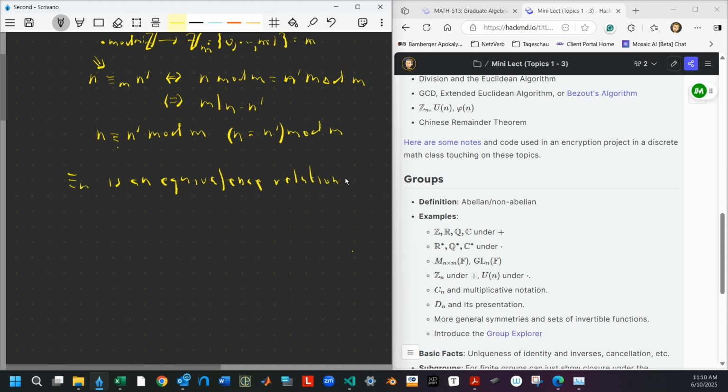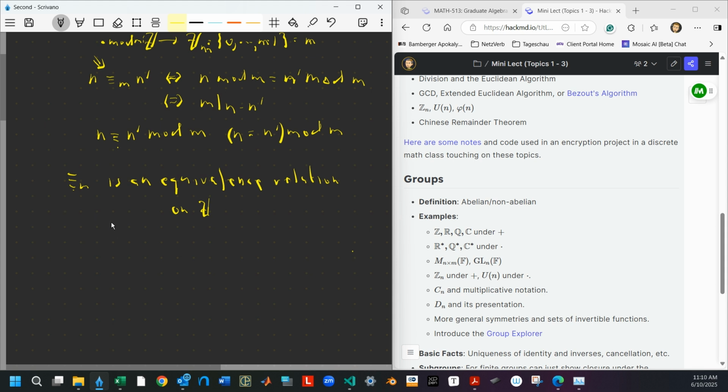Again, sorry for my bad handwriting. So on all of Z. And by the way, what does that mean? It means that it's reflexive, so A is equivalent to A. It's symmetric, so A equivalent to B implies B equivalent to A. And it's transitive, so A equivalent to B and B equivalent to C means A is equivalent to C.